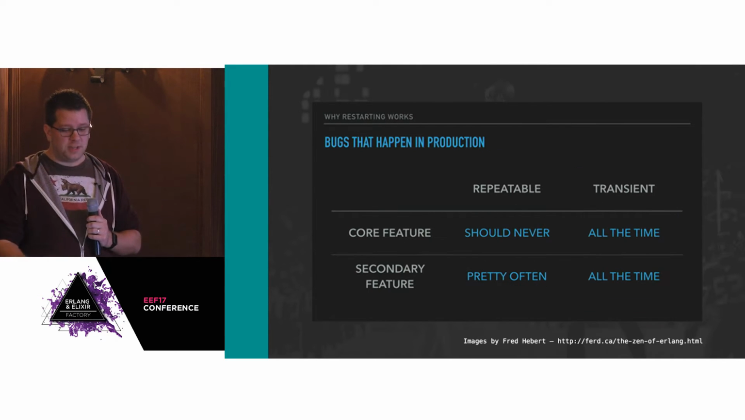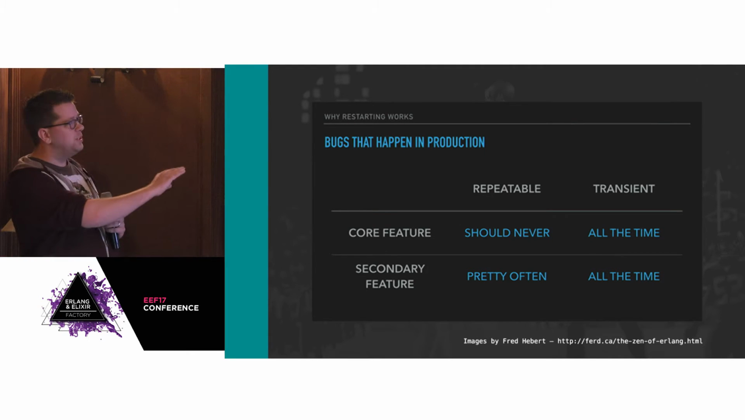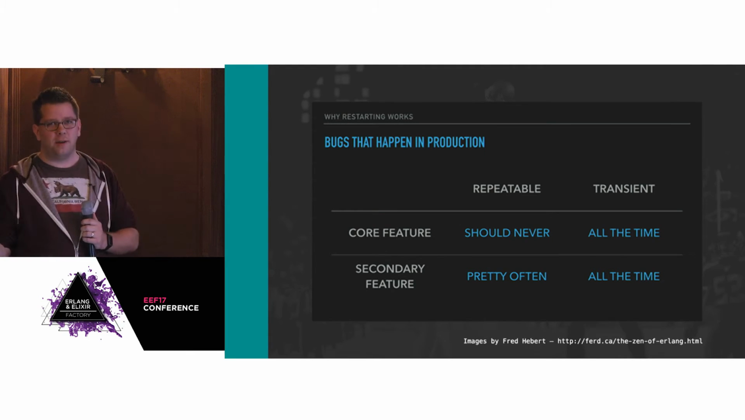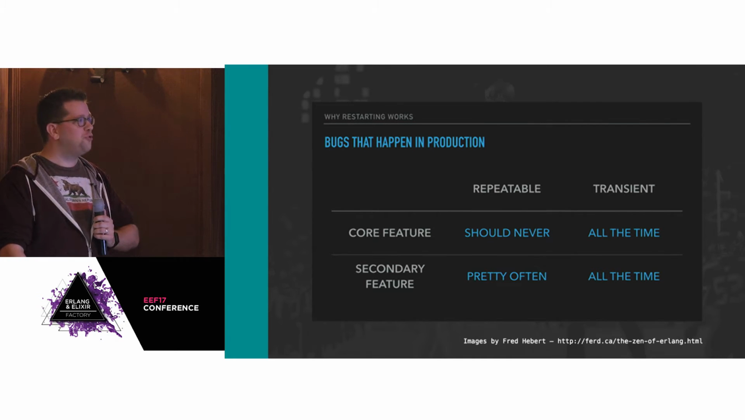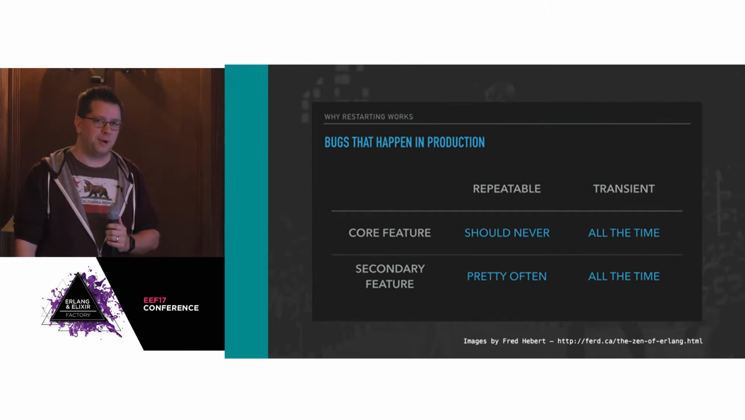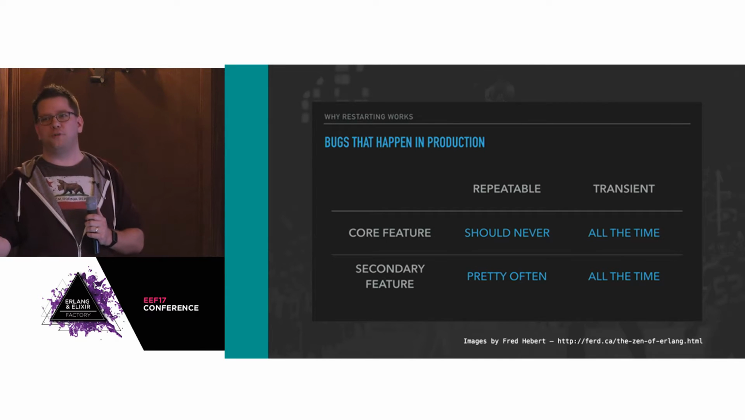And so because of this, the kind of bugs that happen in production, the core feature ones that are repeatable, those should never happen. They do, but they shouldn't ever happen. The secondary features, those ones happen pretty commonly. That's often because you forgot about a feature and you're like, oh, that's a thing. I'll fix it real quick and we'll push to production this afternoon.